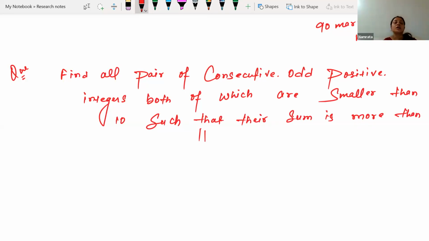Okay. Consecutive odd positive integers mean what? If you look at the sequence of odd numbers, those odd numbers are 1, 3, 5, 7, 9. So these are a few odd numbers, right? Yes. Can you see the gap between these two is 2? The gap between these two is 2. The gap between these two is 2. So can I say consecutive odd numbers are sitting at a gap of 2? Yes, ma'am. So if one of the odd numbers is x, very next to it there will be x plus 2. That will be another odd number. Yes or no? Yes, ma'am.